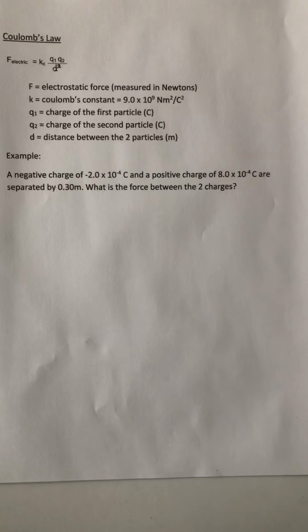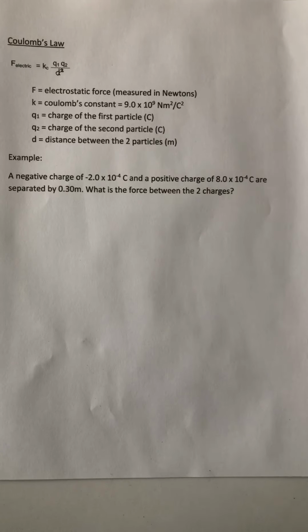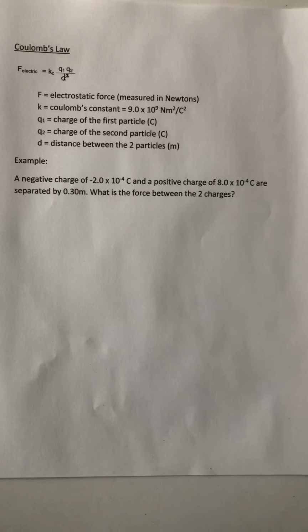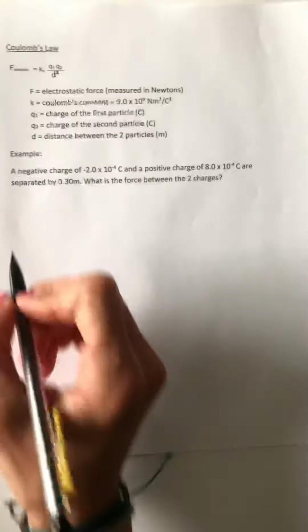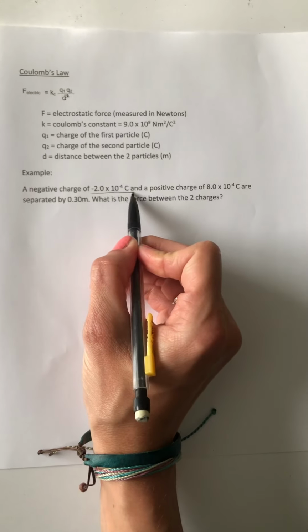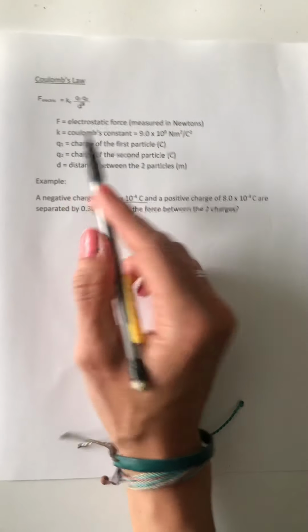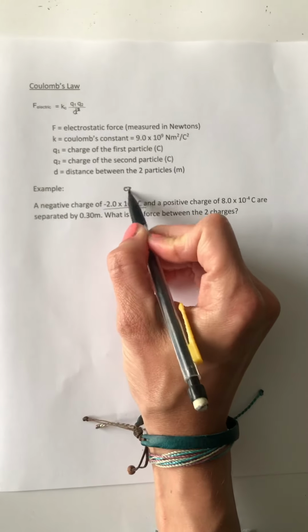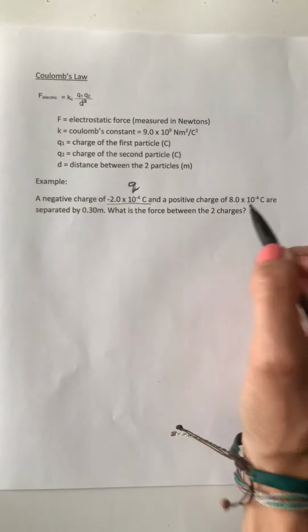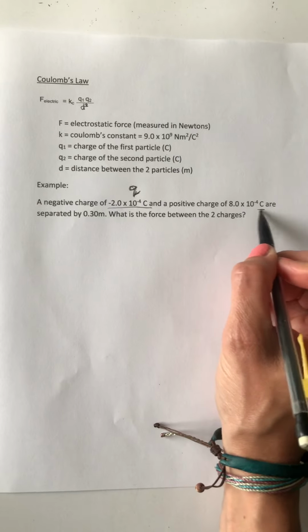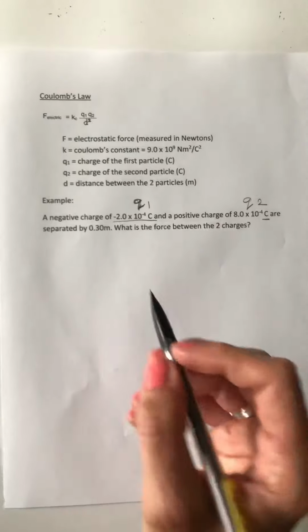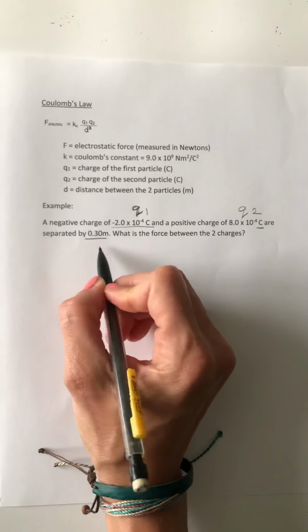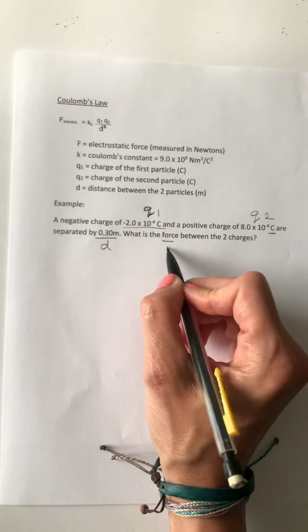A negative charge of negative 2.0 times 10 to the negative 4th coulombs and a positive charge of 8.0 times 10 to the negative 4th coulombs are separated by 0.3 meters. What is the force between the two charges? So I'm going to write everything that I have. Coulombs measures charge, so that's going to be one of the Q's. And then we have a positive charge, another C, so that's another Q. I can label this one Q1 and this one Q2. It's separated by 0.3 meters, which is the distance, and it wants to know the force.